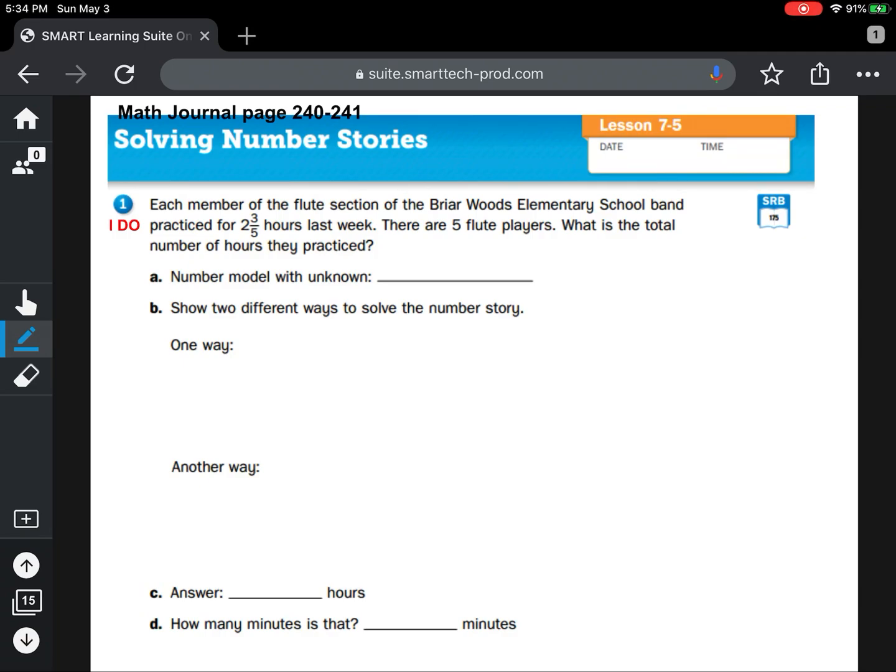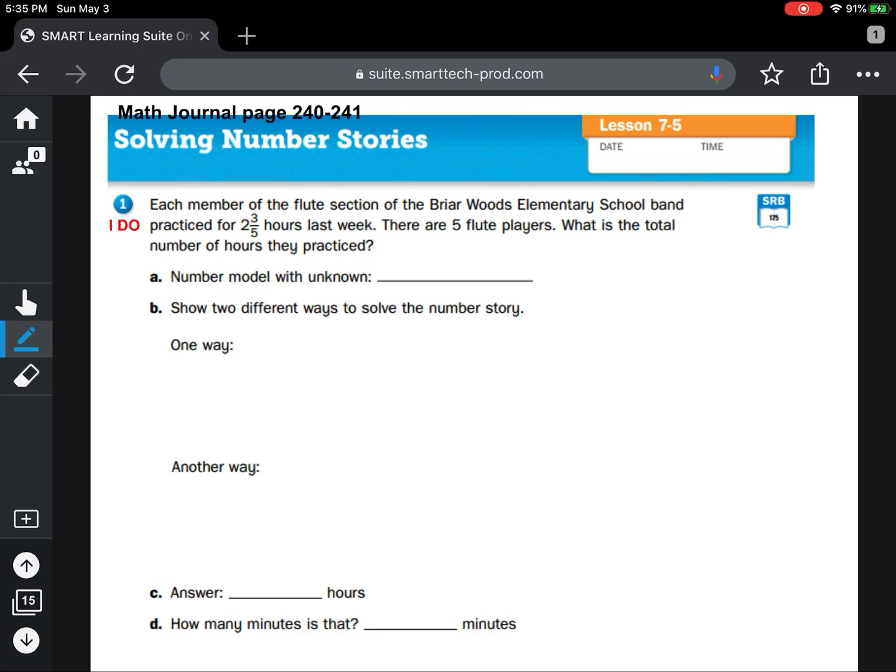Problem 1 says, each member of the flute section of the Briar Woods Elementary School Band practiced for 2 3/5 hours last week. There are 5 flute players. What is the total number of hours that they practiced?